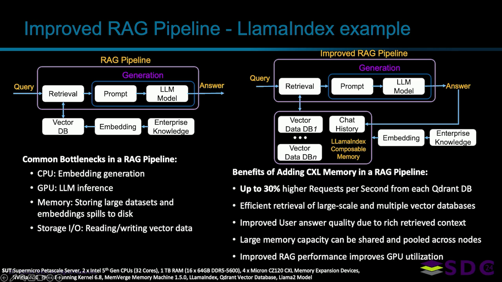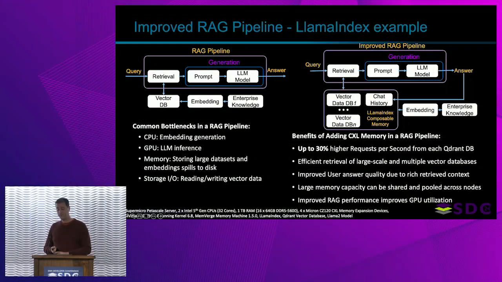So we said, well, if the magic's in the retrieval piece, how can we improve that? And the answer that we came up with, well, now with Llama Index, we can use its simple composable memory feature, which allows us to have multiple data sources. And each data source, we can now manage its performance on DRAM and CXL. So that's what we did on the right-hand side.